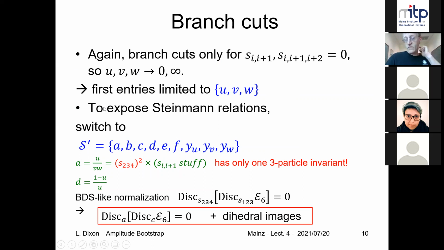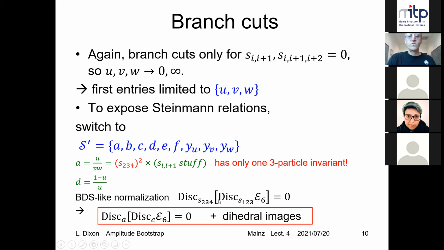Furthermore, when we start talking about not just single discontinuities but double discontinuities, we have the Steinmann relations. We discussed the Steinmann relations earlier, and the fact that they imply vanishing of double discontinuities of amplitudes, suitably normalized, between two different three-particle invariants. For example, we argued that the BDS-like normalization, because the thing divided by doesn't have any three-particle cuts, has the property that the discontinuity in S123, and then the discontinuity in S234, vanishes.